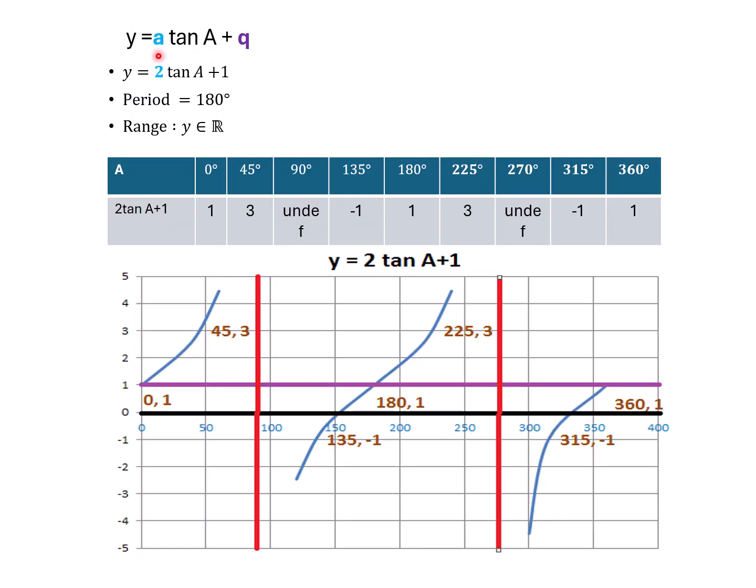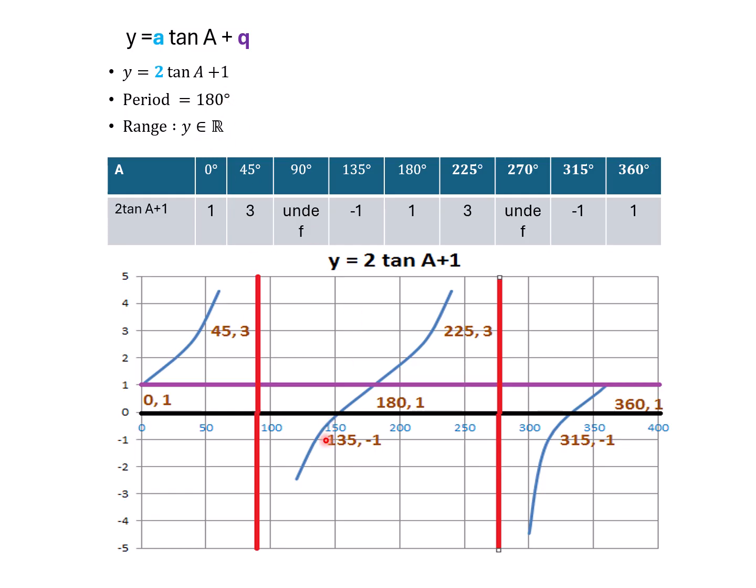Right, so given here, y equals 2 tan A plus 1. The normal period of a tan graph is 180 degrees, meaning to draw a complete tan graph only takes 180 degrees. So you see there's a complete tan graph. That's what it's supposed to look like. It goes from 90 to 270. 270 minus 90 gives me 180.